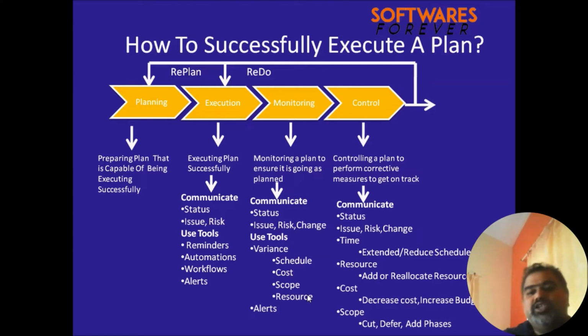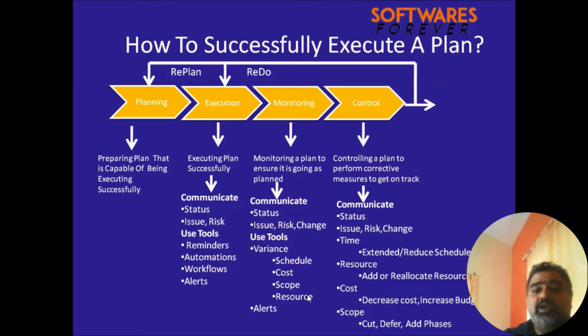And in the monitoring stage, we will see whether it is going as per the plan or not. We will identify everything in the status report, and we'll communicate with the stakeholders. We will identify all the issues and risks, and if any change is required, that also we'll identify. We will keep the record in the issue or risk register, and we'll use tools to identify the variance, like if the schedule is going above the planned schedule, that we have to see.